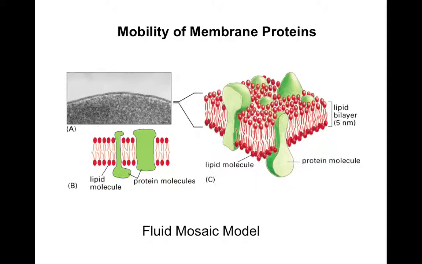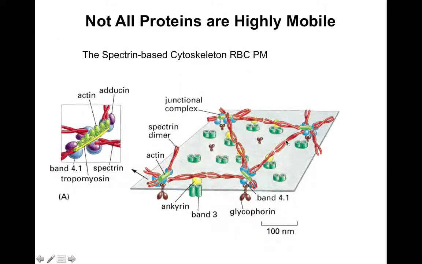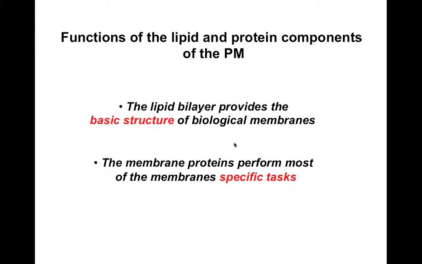Membrane proteins can also move. They can laterally diffuse, and they can also rotate, and this is very important for the function of transporters and receptors as well. However, not all proteins are highly mobile. There are certain cytoskeletal proteins, such as spectrin, which don't need to move because they provide the scaffolding or the structural integrity of the cell.